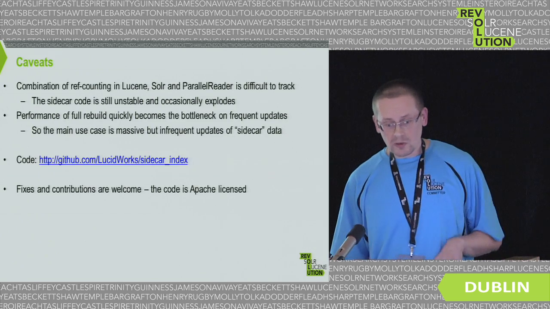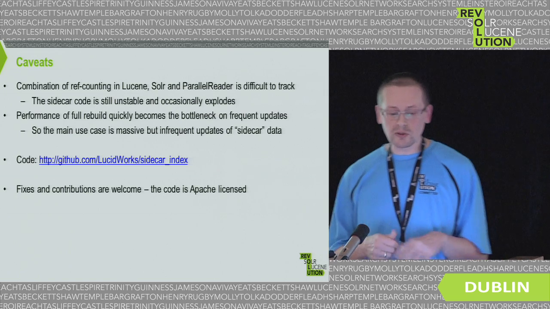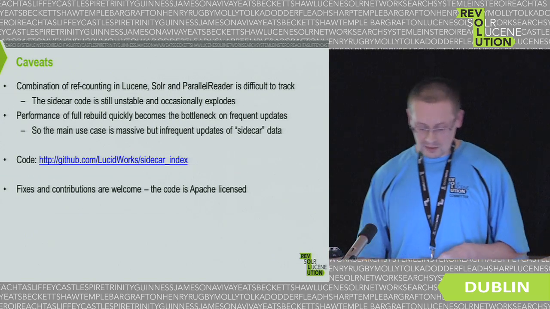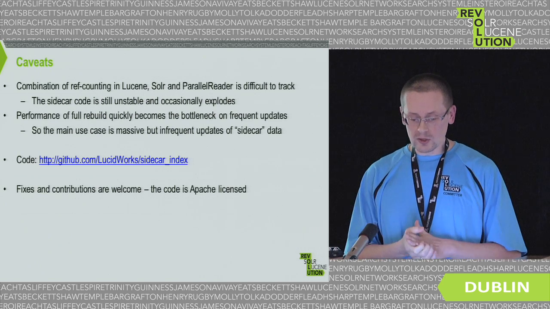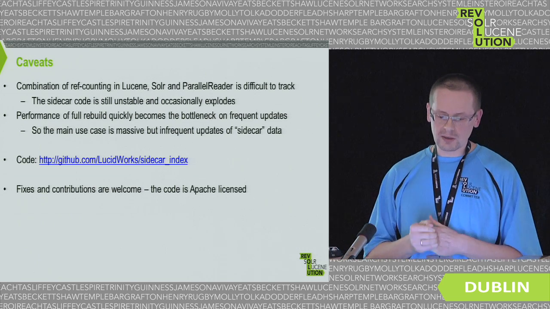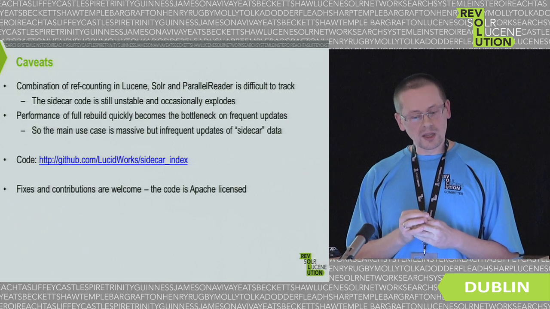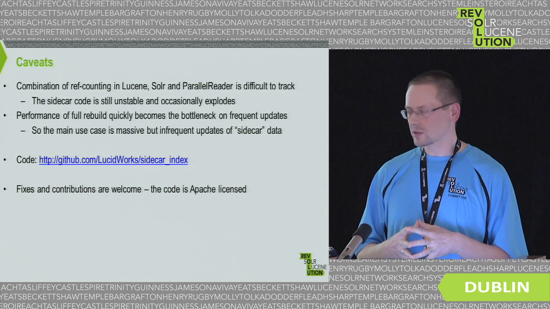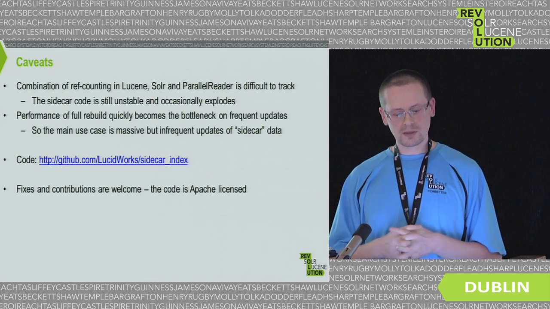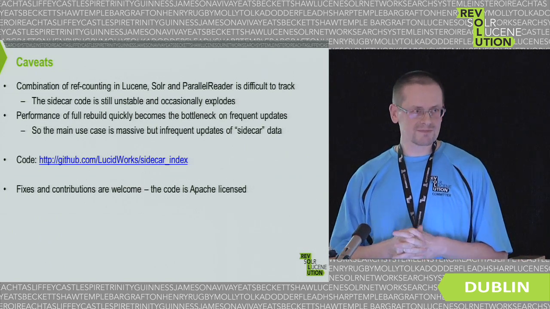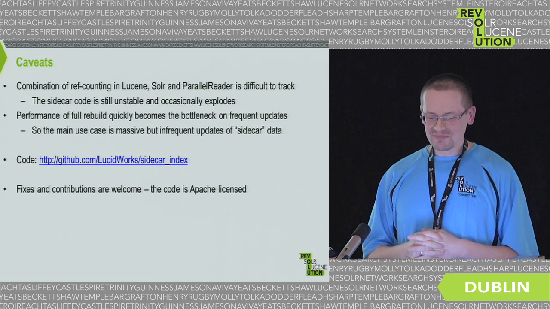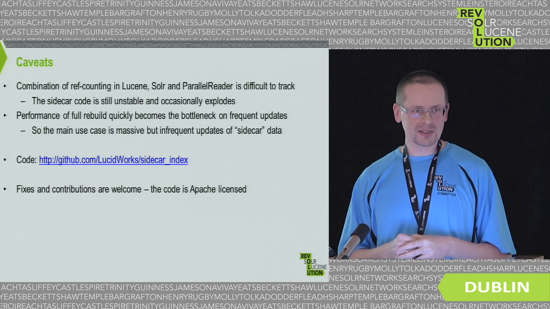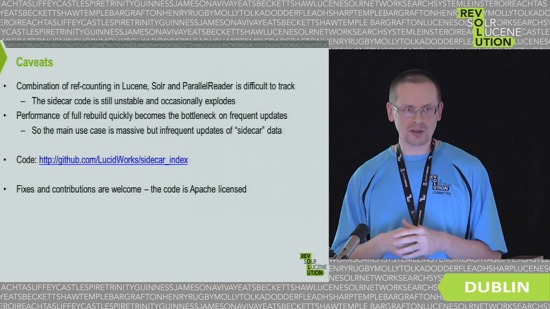Some caveats. Of course, as I mentioned, this combination of ref counting at these different levels is a nightmare. I'm pretty familiar with Lucene and Solr source code, but I don't feel like I'm an expert on this. So there are certainly bugs in the implementation, and sometimes this code explodes. The telltale is that you get an exception that some of the sub-readers are already closed.